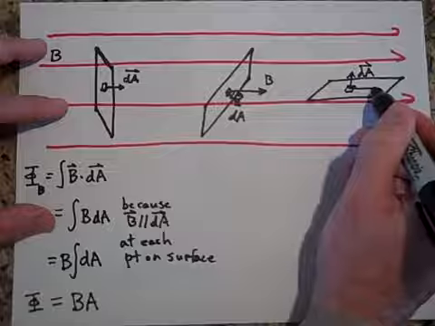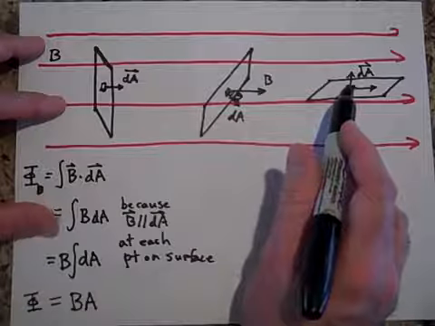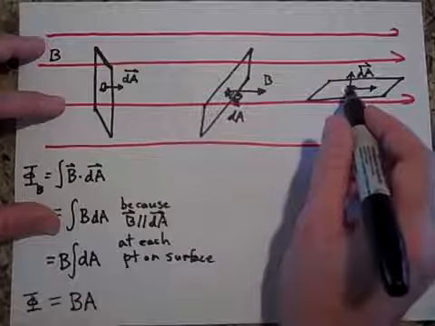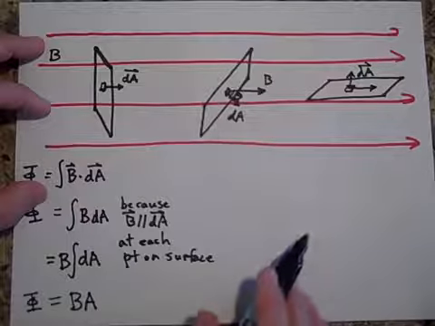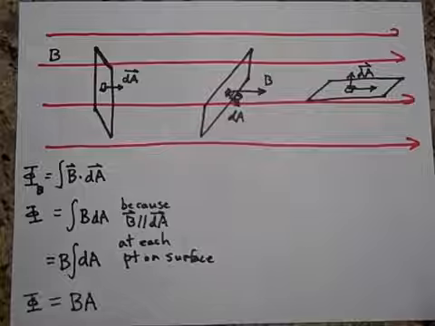And the B is this way. And so how much of B is parallel to dA? None. And so the dot product would have you make that be equal to 0. There's no magnetic flux going through there. A couple more things about magnetic flux.